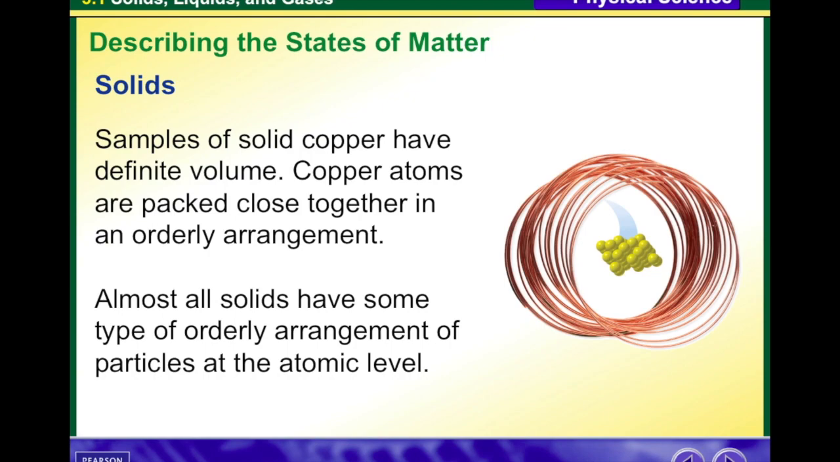If we're looking at a sample of solid copper, it definitely has a definite volume at a normal temperature, at a constant temperature. Copper atoms are packed close together, and they are orderly arranged. All solids have some sort of arrangement.